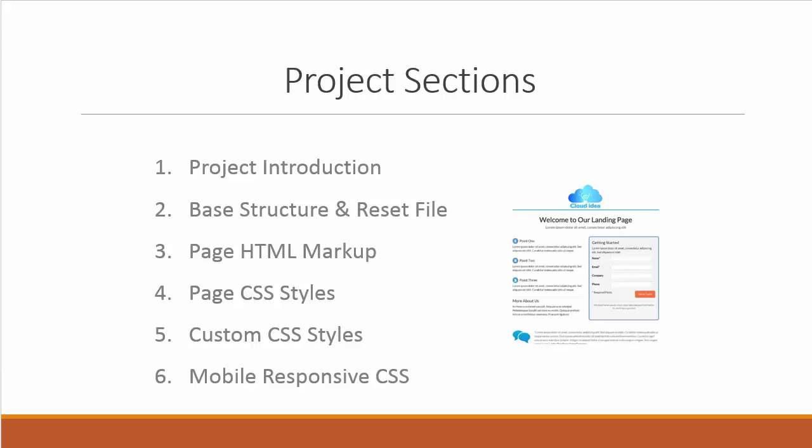So the sections: we have the introduction, which is this video. We have the base structure and reset file creation, so we'll create the HTML file, the CSS folder, and the reset file. Then we'll move on to the page HTML markup, the page CSS styles, which will be the container, the body, the headings, things like that, basically the core CSS. And then we'll move on to the custom CSS, where we'll style the form, the bullet points, things like that. And then finally we will make the template responsive so that it renders correctly on mobile devices.